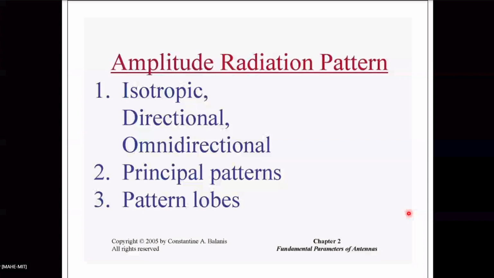It will be a circle. Yes, in both the planes, in theta is equal to constant plane and phi is equal to constant plane, you have a circle. An isotropic source has a circular pattern. Are you getting it? Yes, sir. Okay.